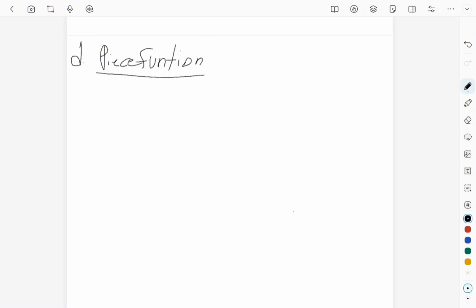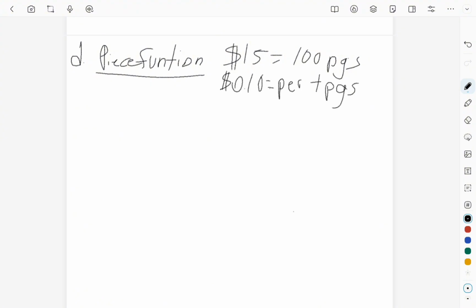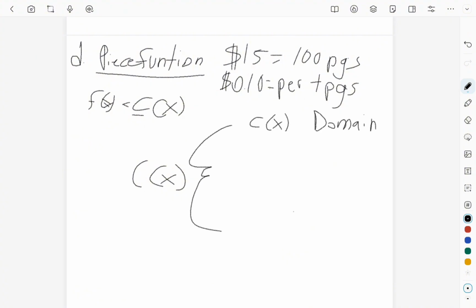First, we have to remember what we're doing: $15 for 100 pages, and any more pages, 10 cents per additional page. We can say that f of x, once again, instead we're going to use C as the cost and x as the number of pages printed. So let's write this and start off our piecewise function with C of x and the domain.